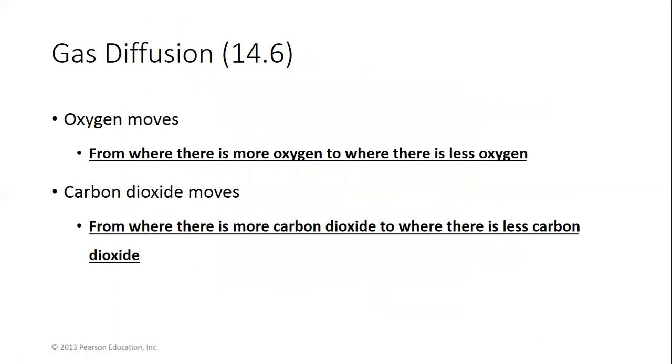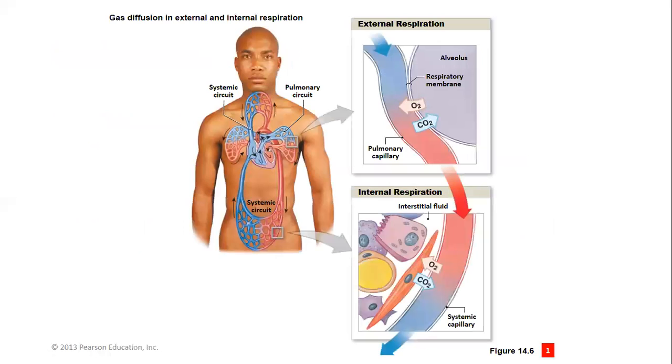What we're going to finish chapter 14 with is gas diffusion. Oxygen moves from where there is more oxygen to where there's less. So there's a concentration gradient, or a pressure gradient, that drives oxygen from where it's high to where it's low. Similar to any other gas, like carbon dioxide: where carbon dioxide is high, it'll diffuse to where it's low.